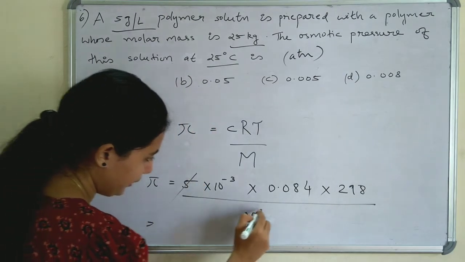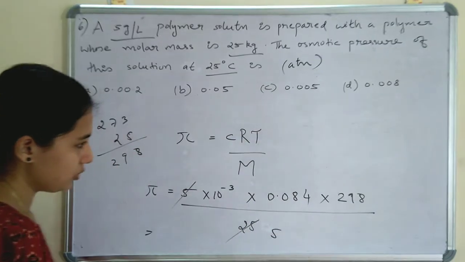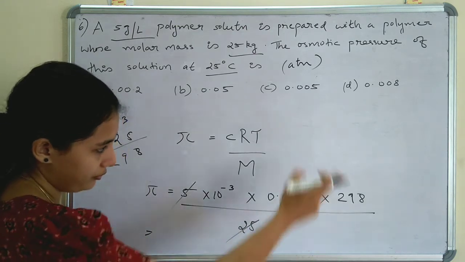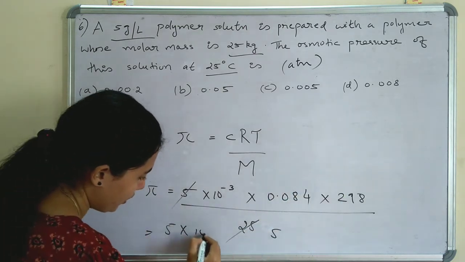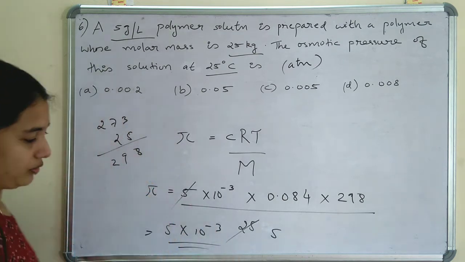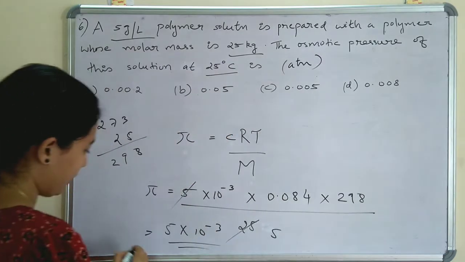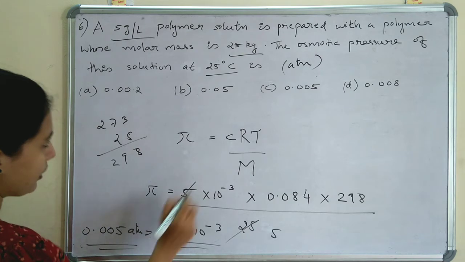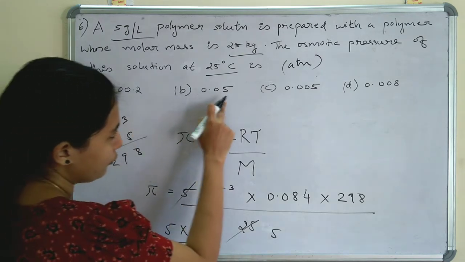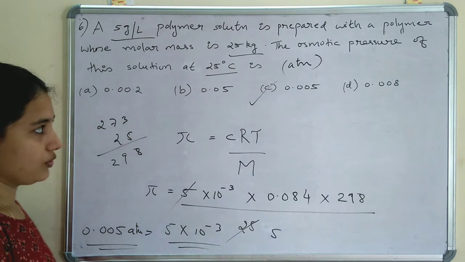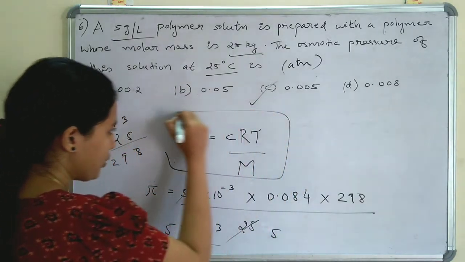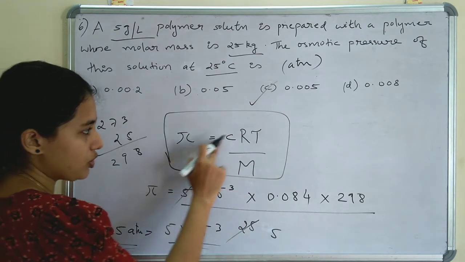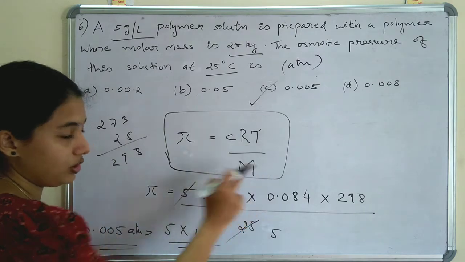So when you solve this, you will get 5 into 10 raised to minus 3 atmosphere. 5 into 10 raised to minus 3 is what? 0.005 atmosphere. So from the options, 0.005 atmosphere. So the osmotic pressure equation is pi equal to CRT by M. So pi is osmotic pressure, concentration, gas constant, temperature, molar mass.